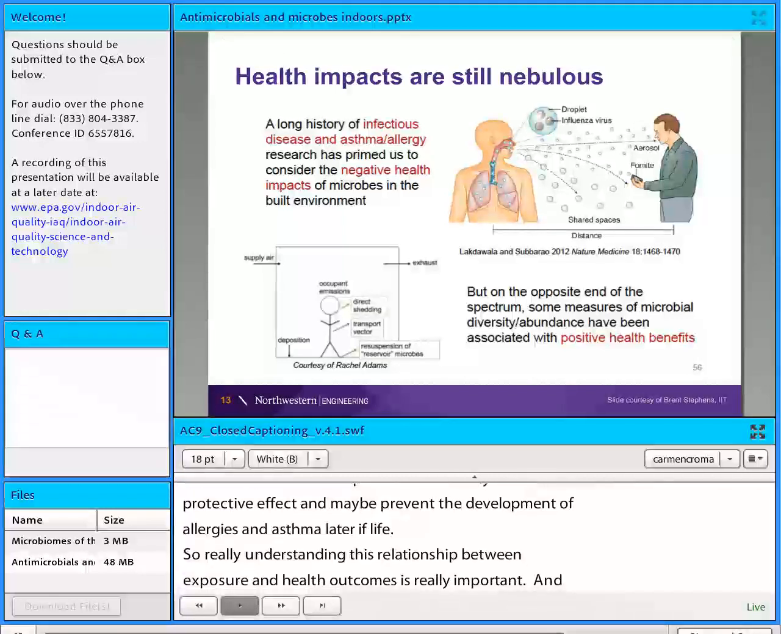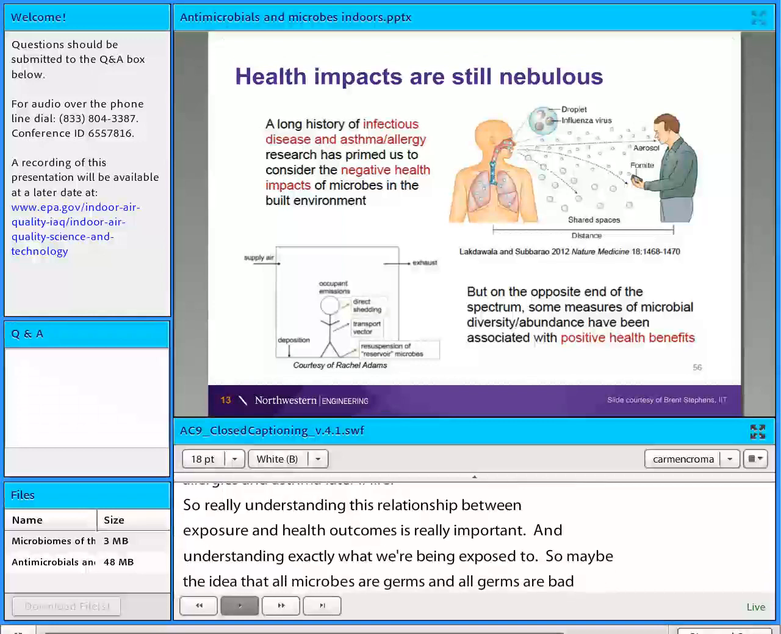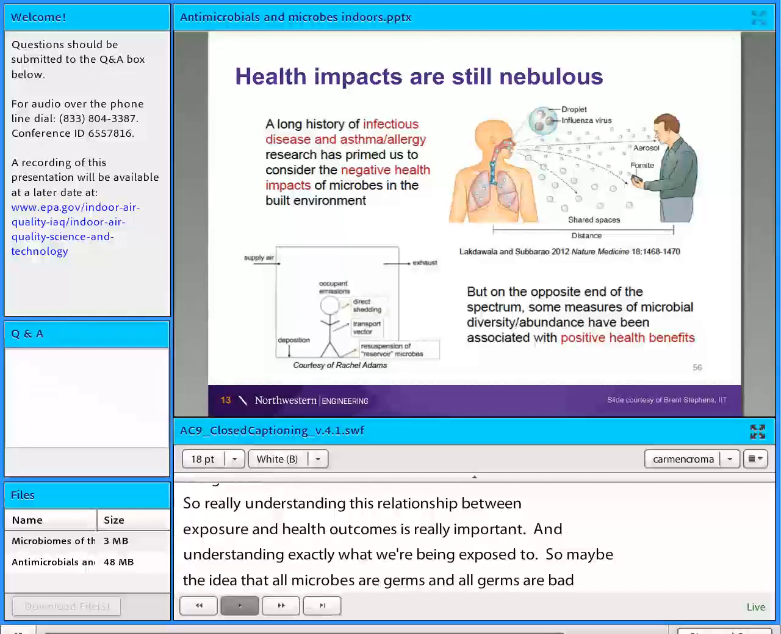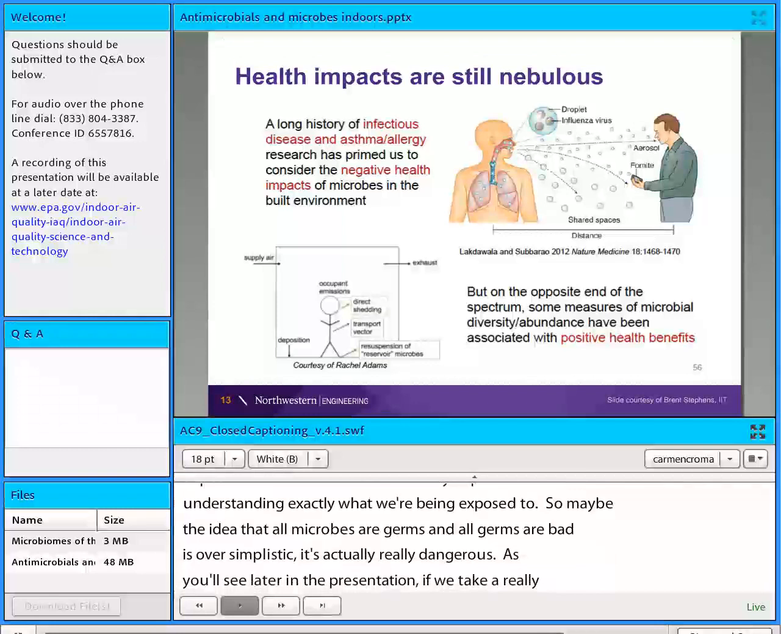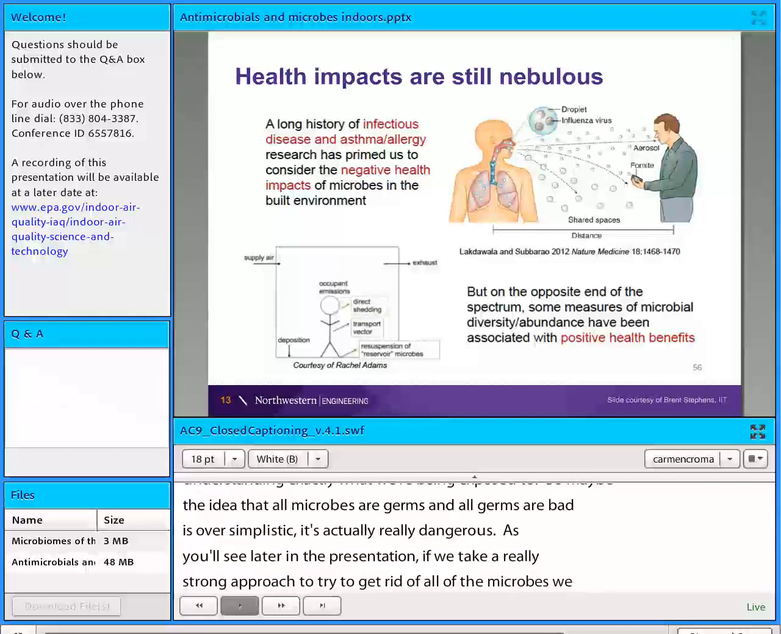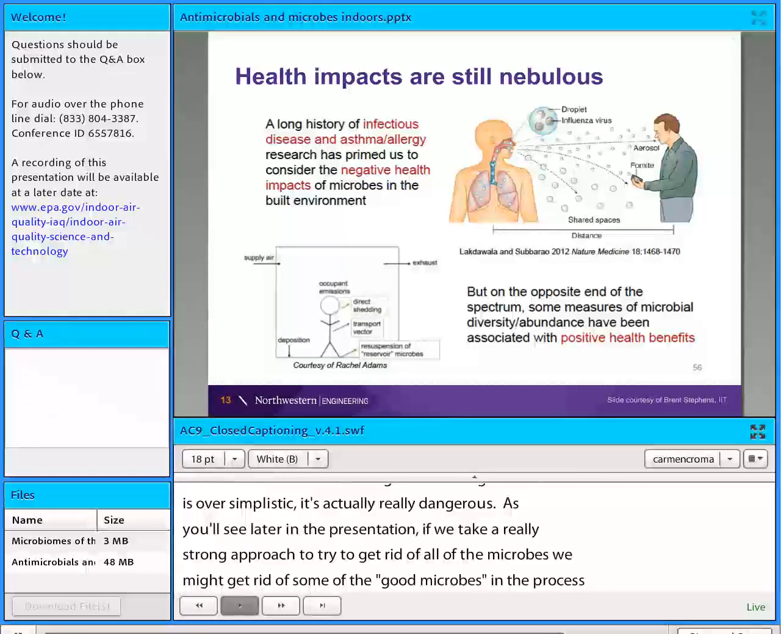So maybe the idea that all microbes are germs and all germs are bad is overly simplistic, of course, but it's actually really dangerous because, as we'll see later in the presentation, if we take a really strong approach to try to get rid of all of the microbes, we might get rid of some of the quote-unquote good microbes in the process and actually end up having some really unwanted, unintended consequences.